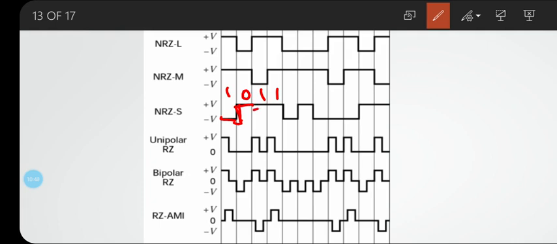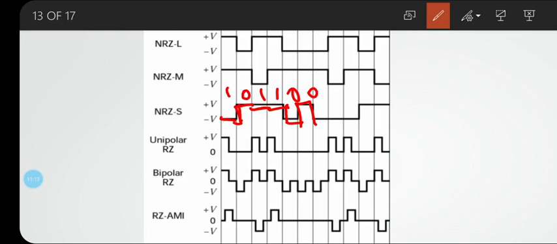And for the next one, no change in level, and for the next one, no change in level, and for the next 0 bit, it has to make a transition to the negative value, and again for the next 0 bit, it has to make the transition. So that is how it will go for NRZ. Yes, so these are the three subcategories of NRZ, that is non-return to 0.